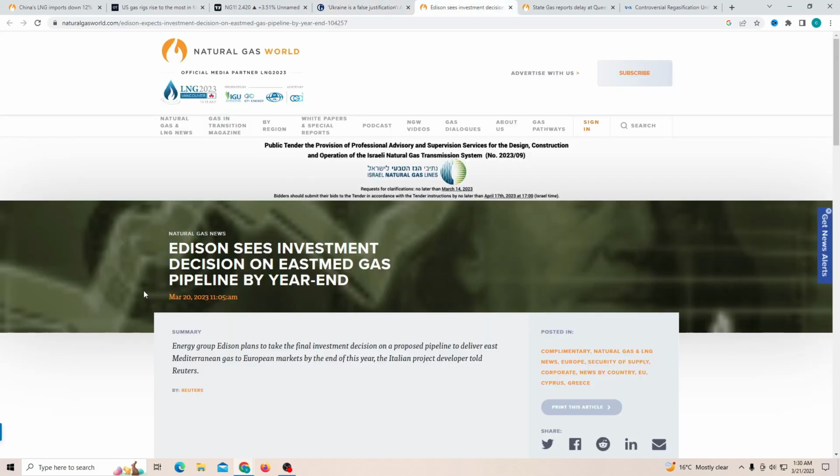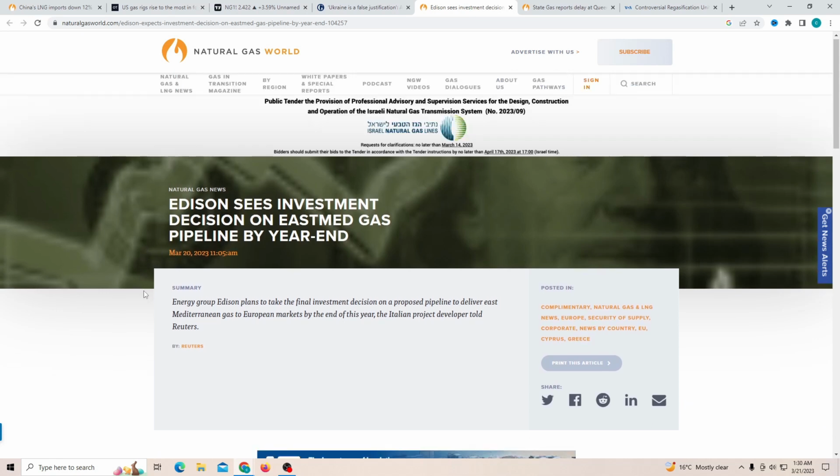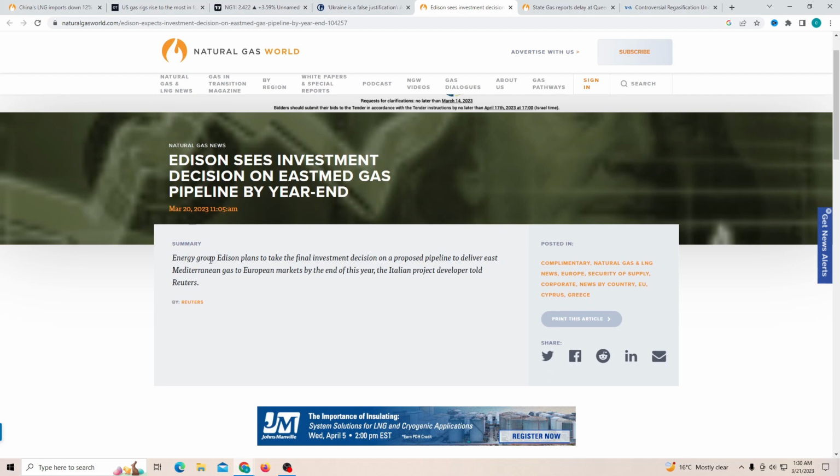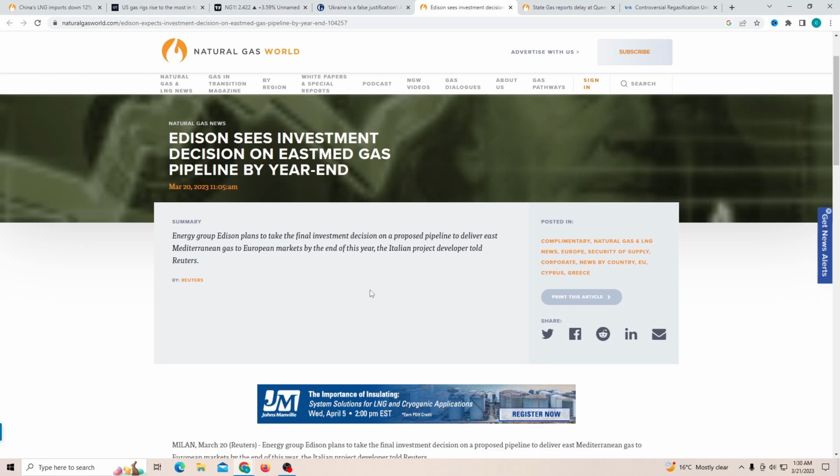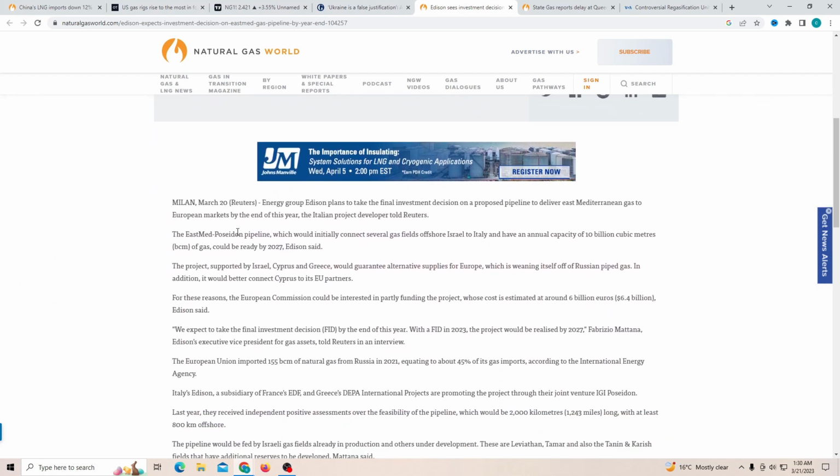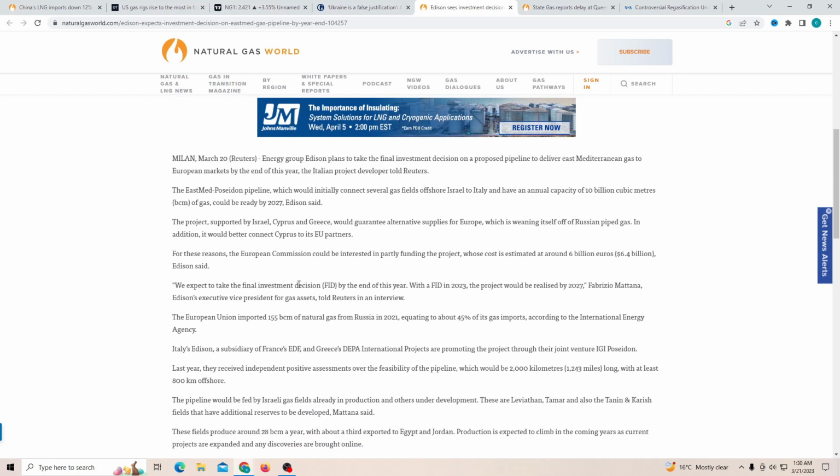On the other end, Edison sees investment decision on the EastMed gas pipeline by the year end. Energy group Edison plans to take the final investment decision on the proposed pipeline to deliver East Med gas to the European markets by the end of the year, the Italian project developer told everyone. Now, if this goes as planned, we expect to take the final investment decision by the end of the year, with the FID in 2023. The project would be realized by 2027.